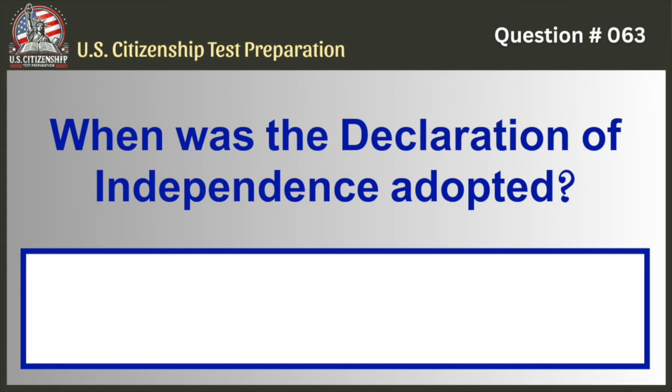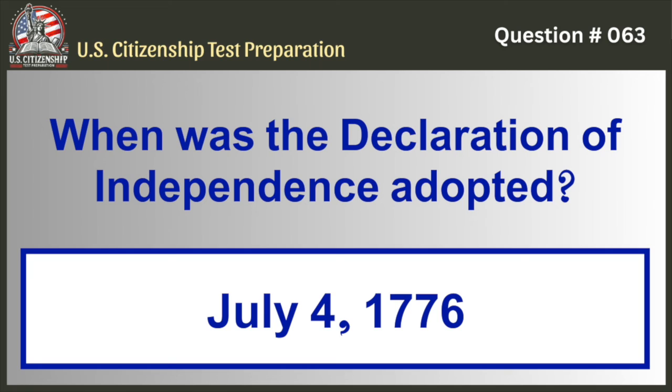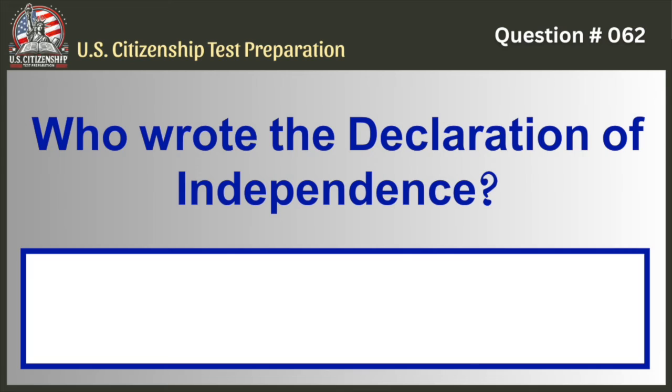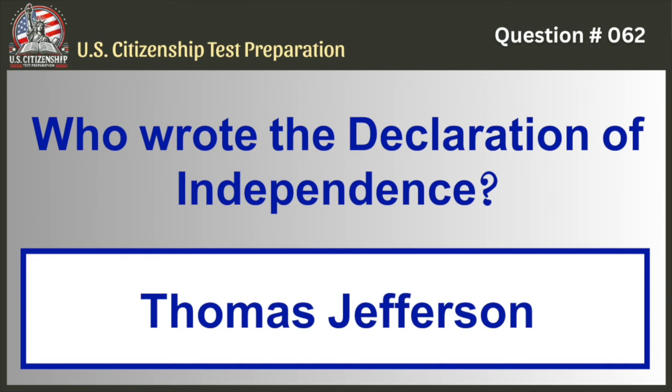When was the Declaration of Independence adopted? July 4, 1776. Who wrote the Declaration of Independence? Thomas Jefferson.